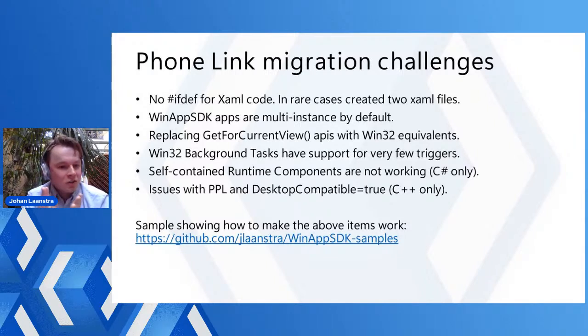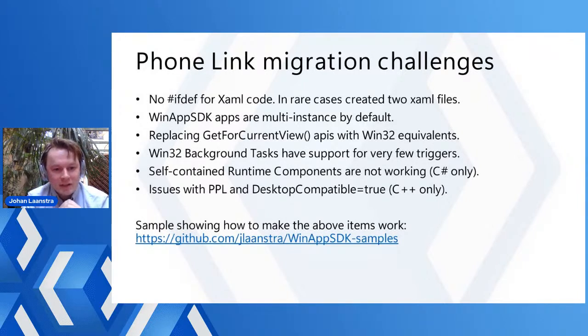Other challenges are with the use of APIs that call get for current view. As some of you might be familiar, there is no get for current view API in Windows App SDK. And so in every place where we call a get for current view variation of some API, we had to find a replacement Win32 equivalent.